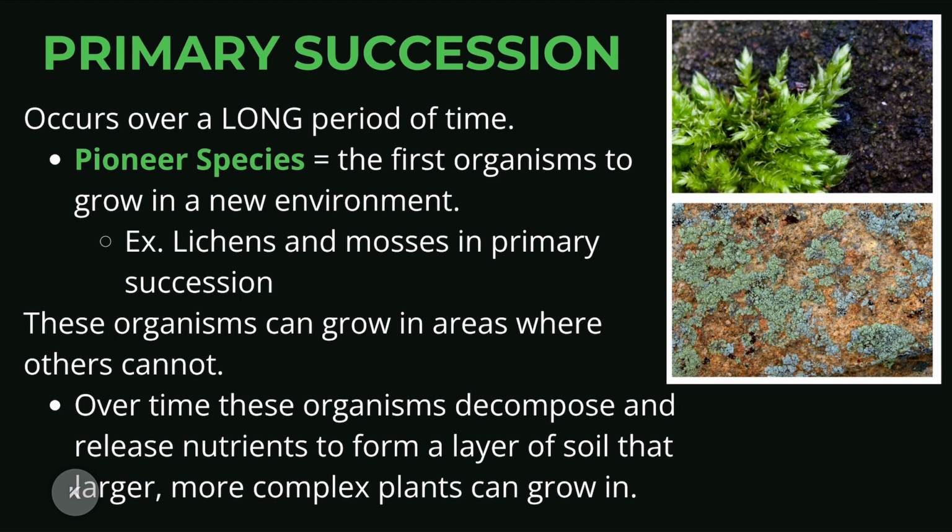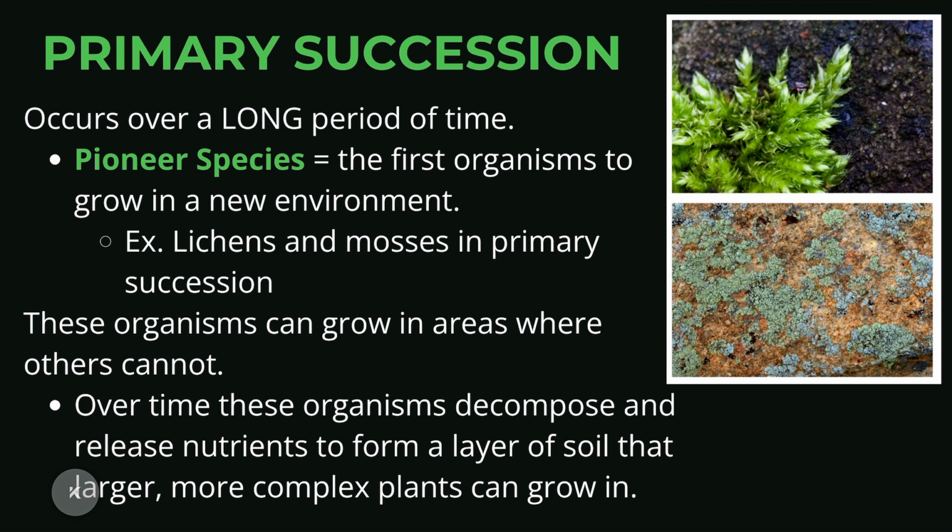The pioneer species are going to be lichens and moss in primary succession. And what a pioneer species is, it's the first organisms to grow in a new environment. So think about the pioneers. We think of the pioneers as the first people that went out west. Or if somebody's a pioneer in their field, it's the first person to do something. So a pioneer species in succession are the first organisms that would be growing in that area.